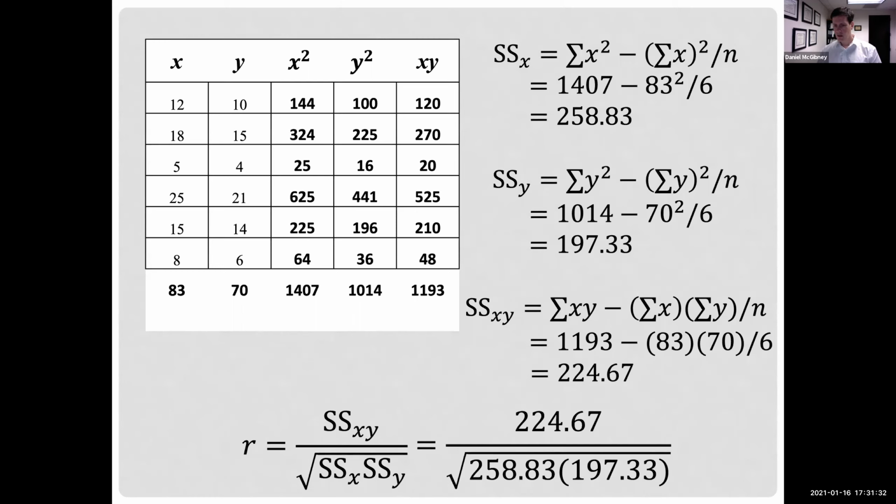And then we can plug all those sums of squares into the equation and get the value of r to be 0.994. This calculation can be done using any calculator, but of course, there are other ways to do it. Programs such as R, Excel, or Python can do this calculation for you also. In this case, we only have 6 data pairs, so it's not that difficult of a calculation. We can do it by hand.